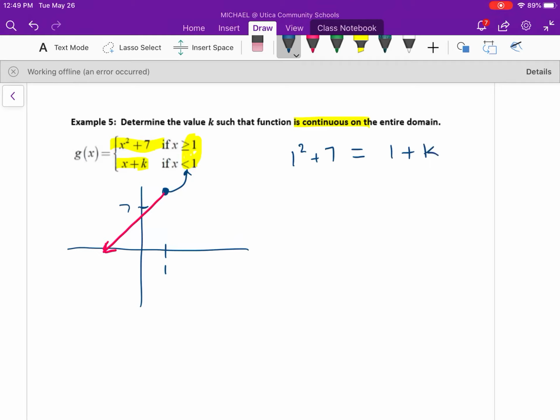As long as these two functions are the same, again, this is this guy, this is this guy. As long as those two are equal at that point 1, then we should be good. So in this case, we get 8 equals 1 plus k, so therefore k equals 7. And you can kind of see from here, from 7, slope up 1 over 1, we get to 8, which is exactly where it connects with the parabola. Okay, work on your homework for this section, and then check your work in the key.